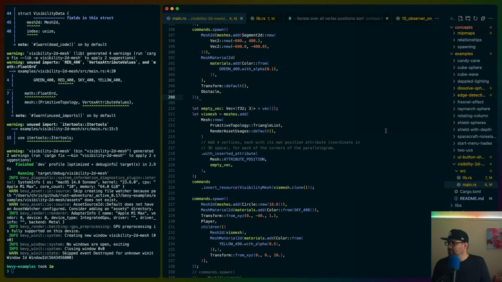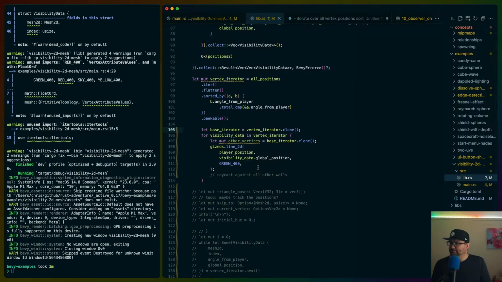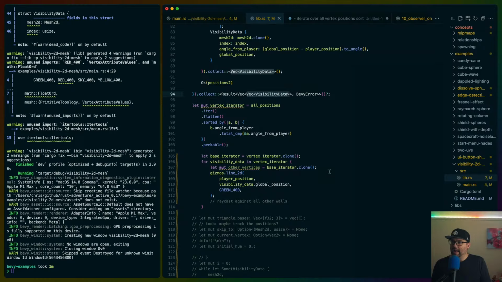Where are we? Lib. Visibility data. We've got other vertices. So the thing that I was thinking of is we have to build the walls, right? Because what we're effectively going to have is a ton of line segments that we are going to raycast against. So yes, we can leave it sorted in a sense, but I don't think it'll matter at the current time because we're going to have to touch them all anyway.